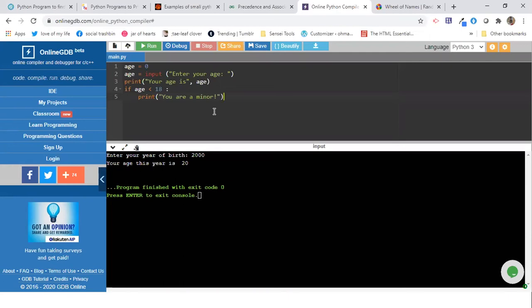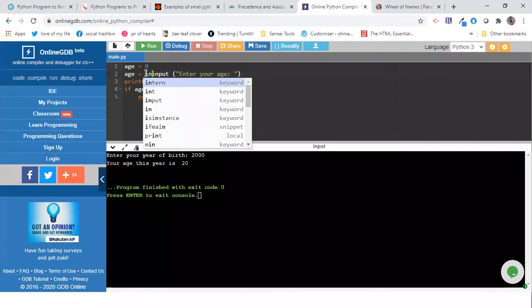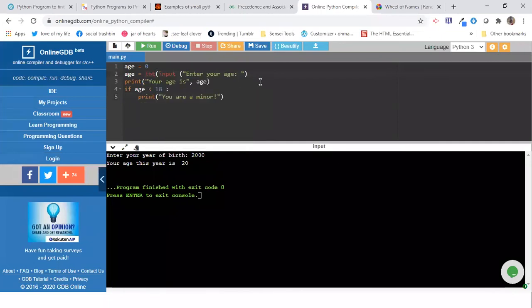Hindi clear na uli ng ano, ma'am, value. Line 2. Line 2, data conversion or data type conversion. Any other error? Okay na ba? Opo. Yes, ma'am. Okay, let's run. Enter your age, 26. Your age is 26.